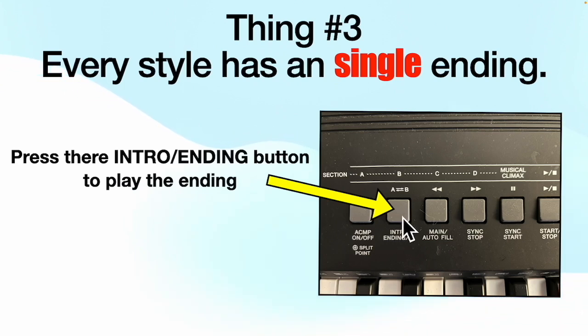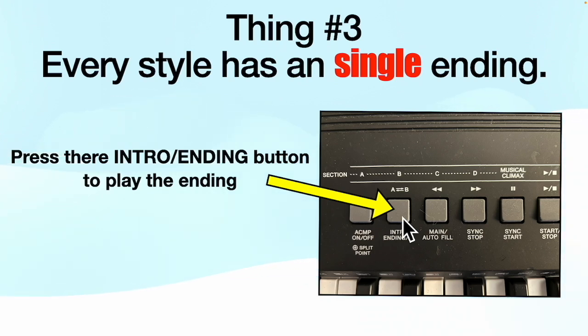Your keyboard is smart enough to know that since you have been playing, when you press this button, it says, oh, he wants to play an ending. So once again, you don't have to decide whether this is an intro or an ending. Your keyboard will know what to do when you press this button because it does 2 things. It starts the intro, but it also starts the ending. But you don't have to worry about that. Your keyboard knows what to do when you press this.